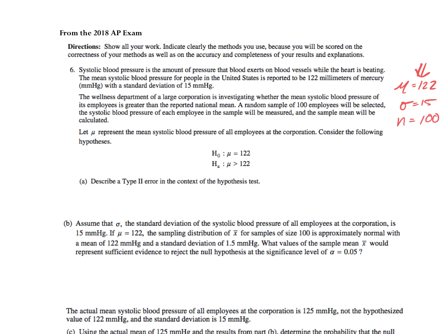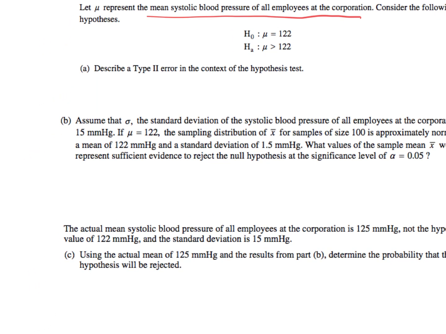So mu, as I'm looking at these hypotheses, mu is of the employees of the company, not of everybody. So mu is unknown. We don't know what it is. We're checking it against that hypothesized value that came from all of the U.S. as a whole. Is everybody okay? All right, so we have that the true mu equals 122. Our alternative is greater than, and part A is just saying describe a type 2 error in the context of this test.